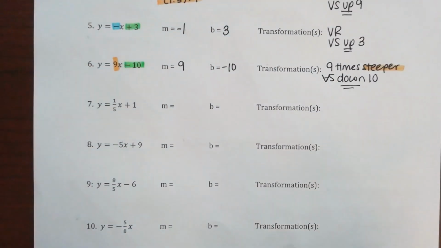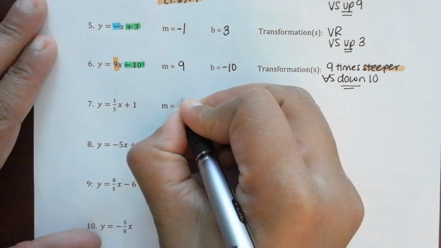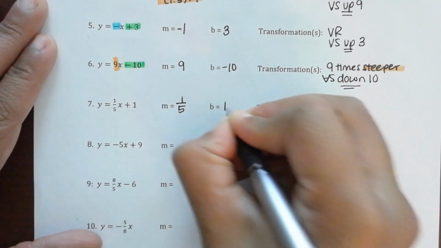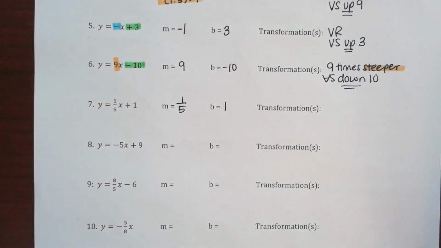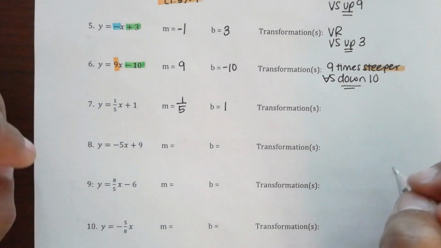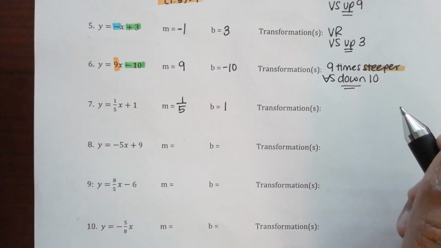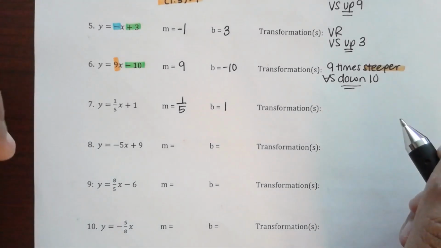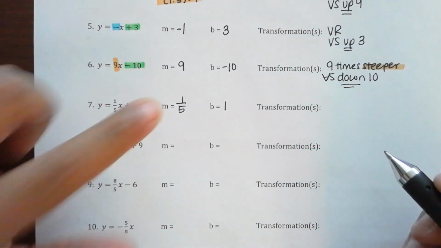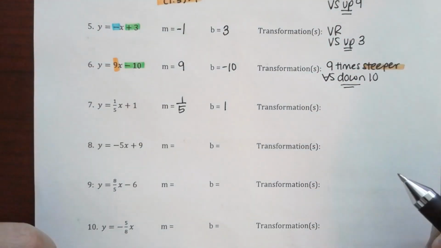Looking at number 7, I have y equals 1/5 x plus 1. What's your M? What's B? How many transformations do I have? What's the first one? What was it? The 1/5? So what is that? It affects what variable? M. So I'm looking to see if it's what or what?